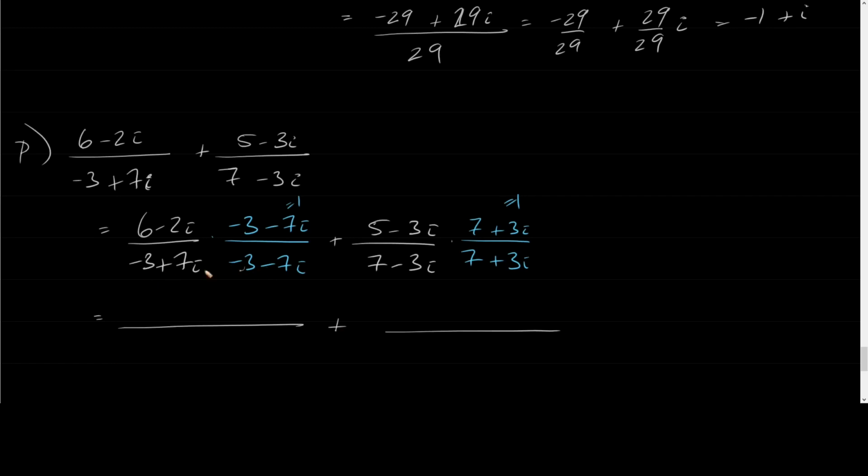The product of conjugates is the sum of squares, so 9 plus 49. Product of conjugates is the sum of squares, so I have 49 plus 9. In the numerators, I need to actually FOIL it out.